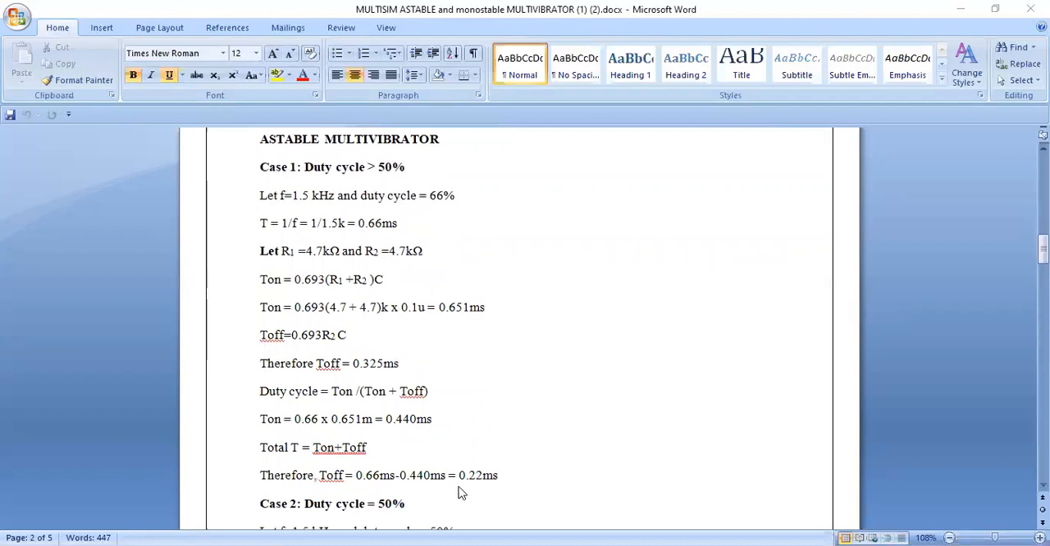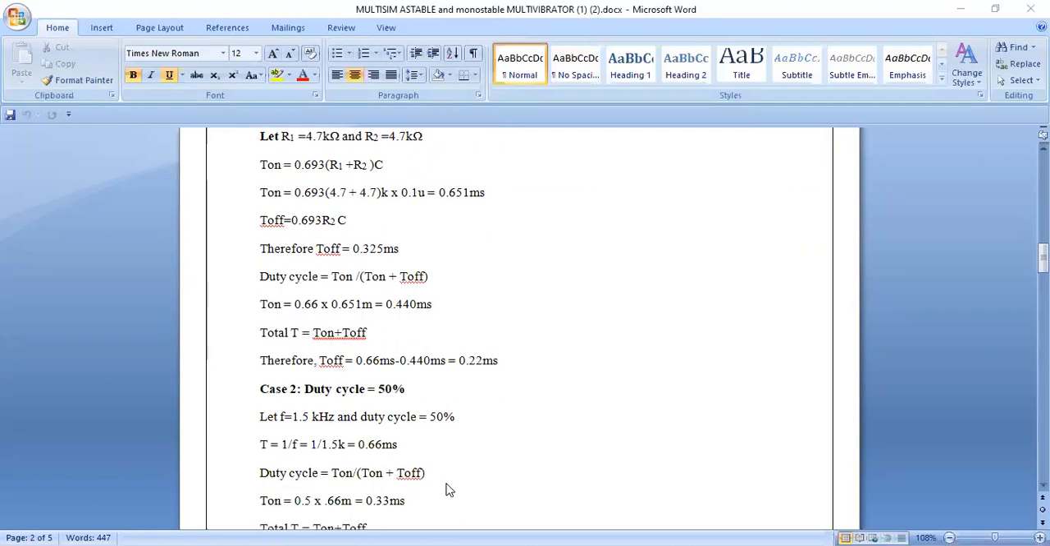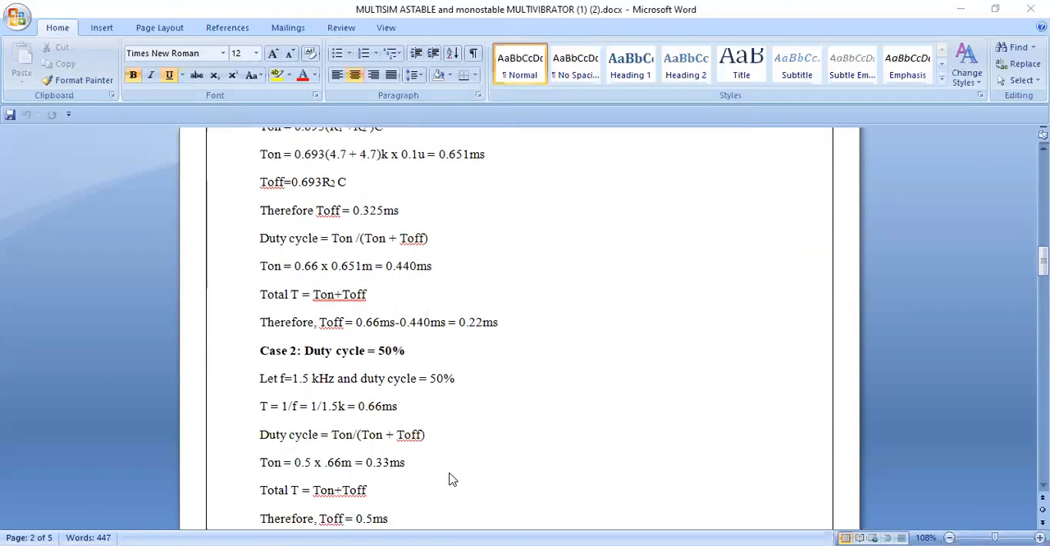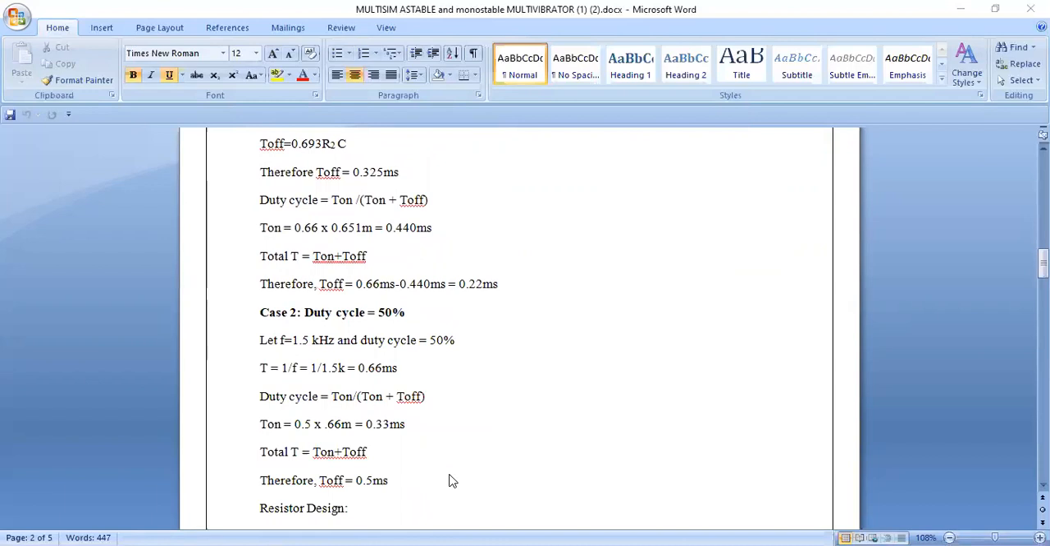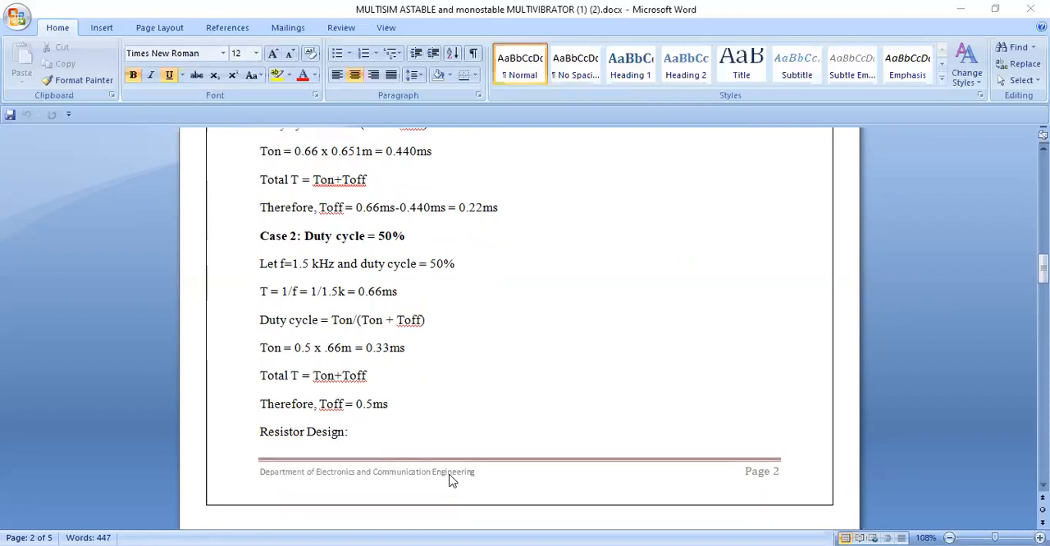Now similarly we are going to design for the duty cycle of 50%. So here I consider the frequency is 1.5 kilohertz and the duty cycle is 50%. So by using this, what is the duty cycle going to be? T on divided by T on plus T off. So the T on period is going to be 0.66 milliseconds. Then the total time period is calculated by T on plus T off. Therefore, the T off period is going to be 0.5 milliseconds.